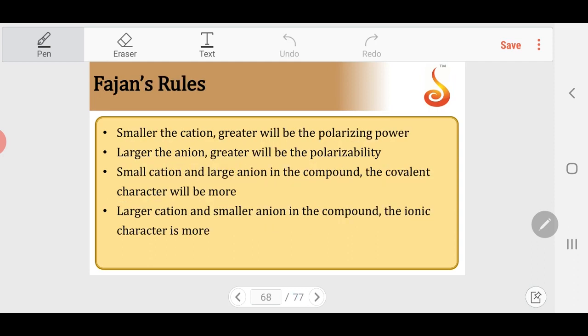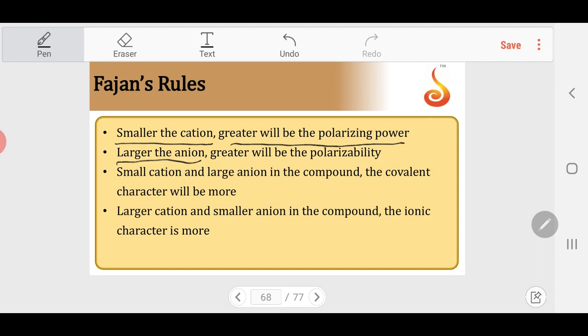So this is governed by Fajan's rule, summarized as Fajan's rule. In case of the cation being smaller and its charge being higher, greater will be its polarizing power. It is able to distort the electron cloud of the anion very effectively. If the anion is larger, it can get distorted very easily. If the anion is smaller, it will not allow the cation to take the electron cloud easily.